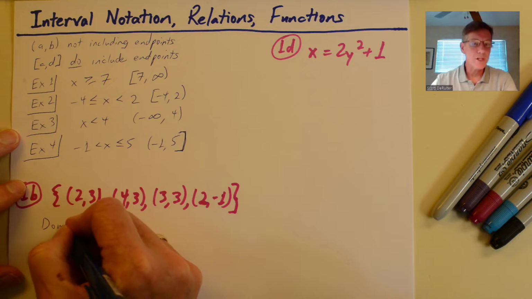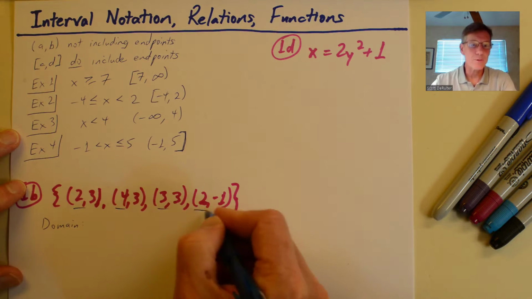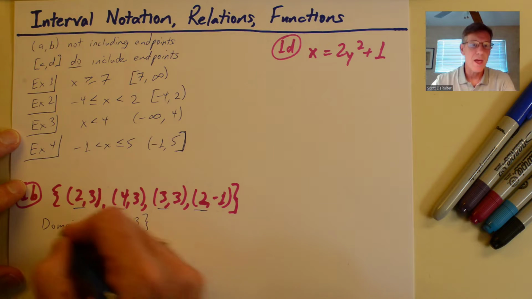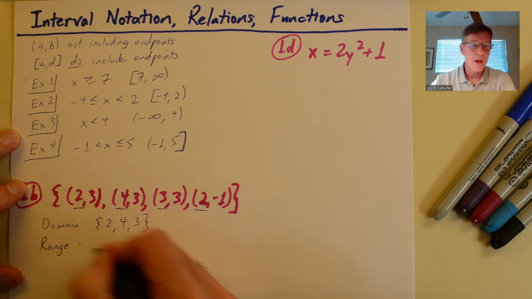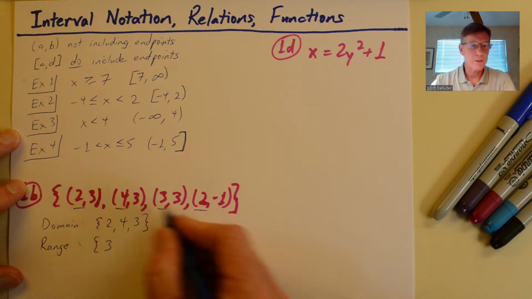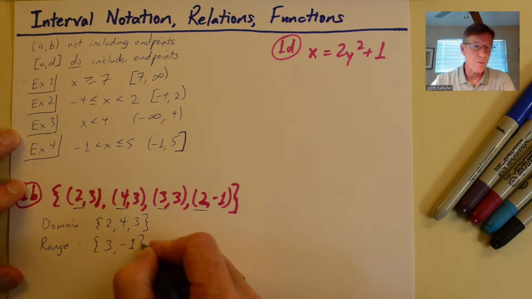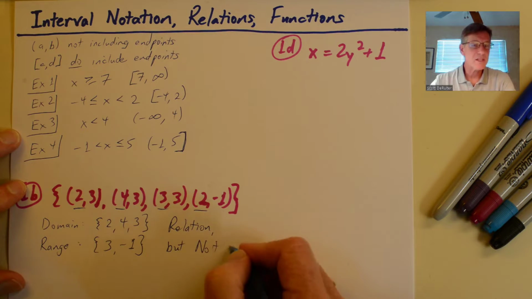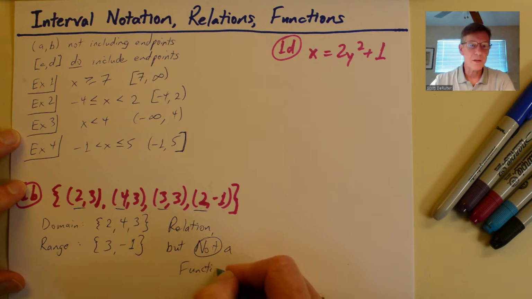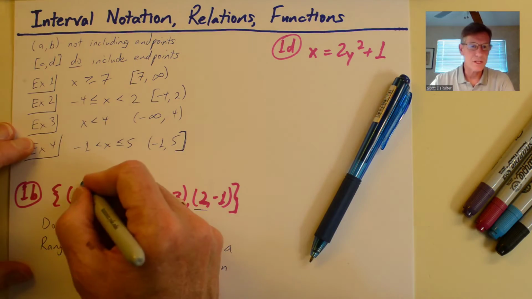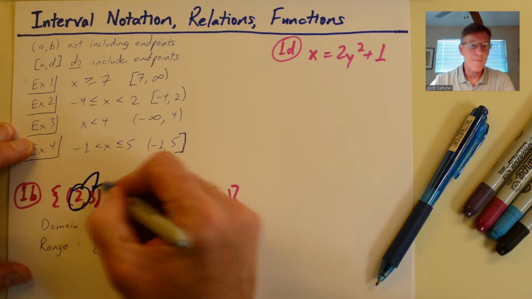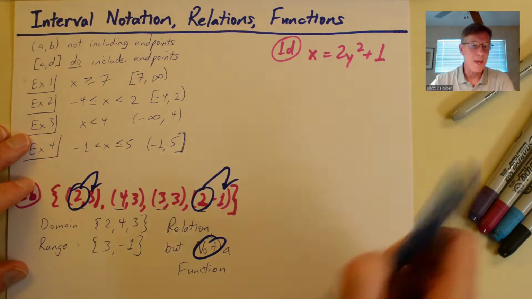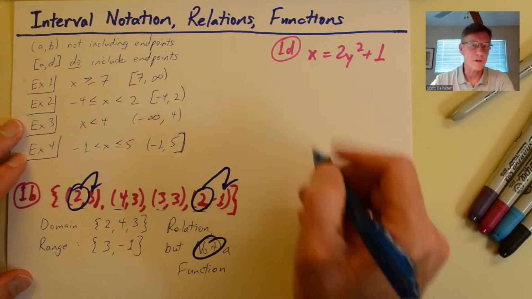Okay, next we have a relation, and if we're talking about the domain in this relation, it's the input values, the start values. So that's 2 and 4 and 3, and there's another 2 and we don't repeat that. The range are the output values, sometimes called the y values. So that's 3, which is repeated, and then negative 1. It is a relation, but in this case it is not a function, because for a function to exist, every input value has to have a unique output, and 2 maps to 3 and 2 maps to negative 1, so it's not a function.